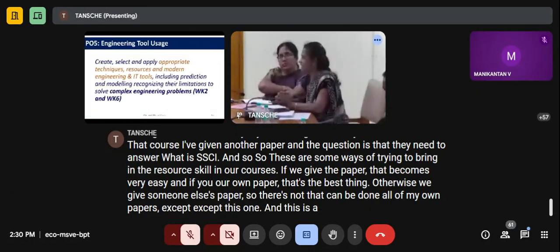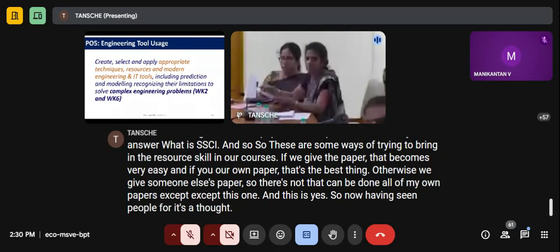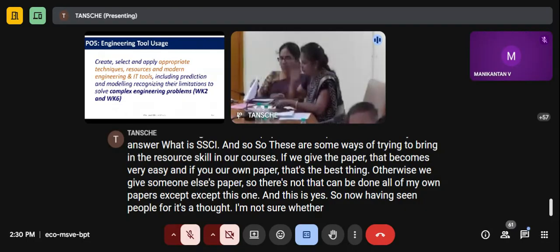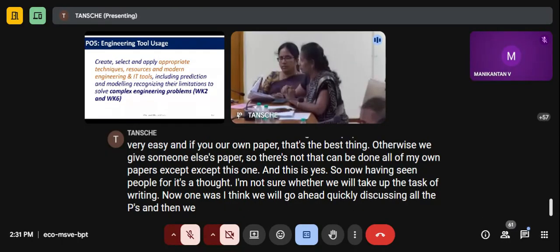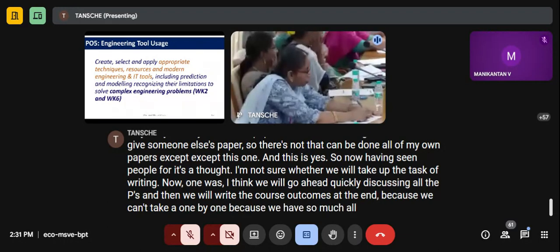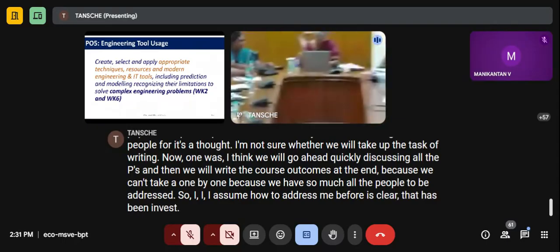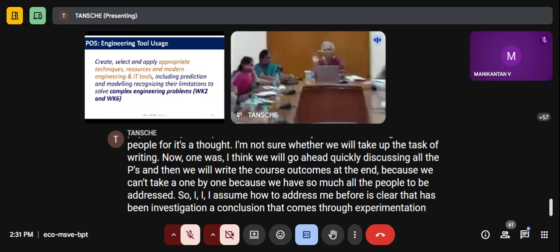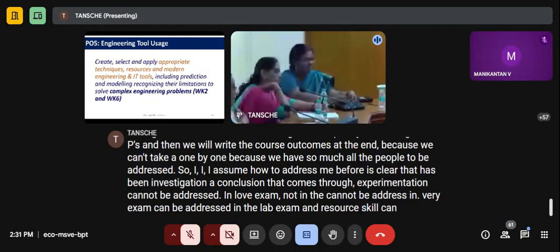Now, having seen PO4, I'm not sure whether we will take up the task of writing. From now onwards, I think we will quickly discuss all the POs, and then write the course outcomes at the end, because we can't take them up one by one with so many POs to be addressed. So I assume how to address PO4 is clear. There has to be an investigation, a conclusion that comes through experimentation, which can be addressed in the lab exam, but not in the theory exam. And research skill cannot be addressed in either theory or lab.